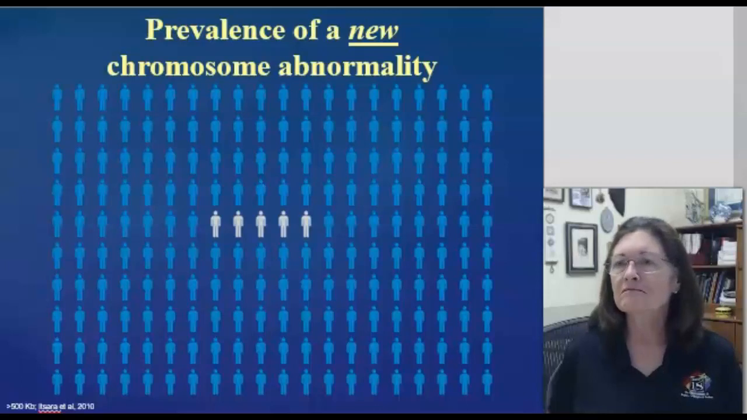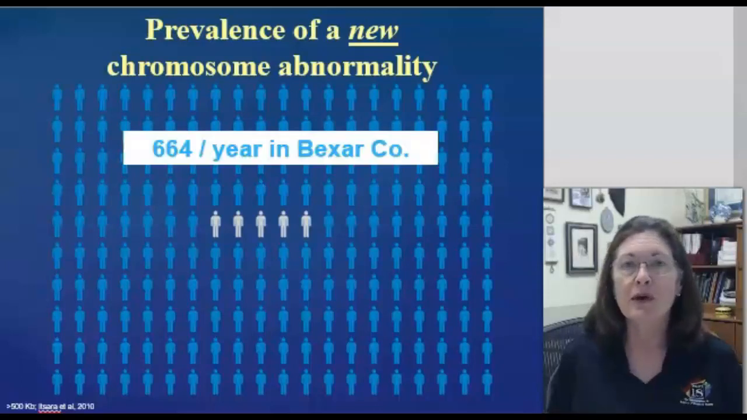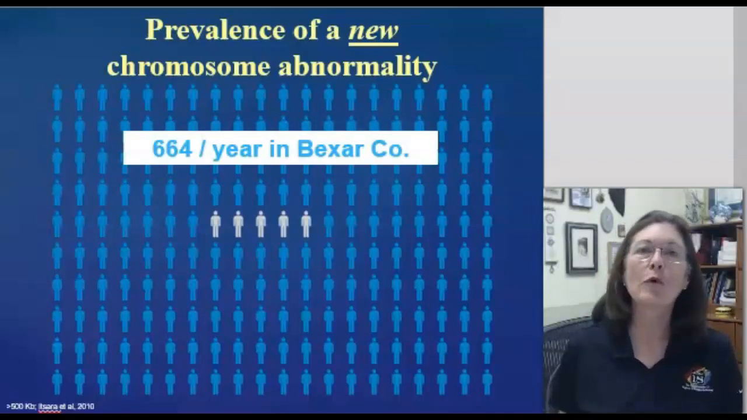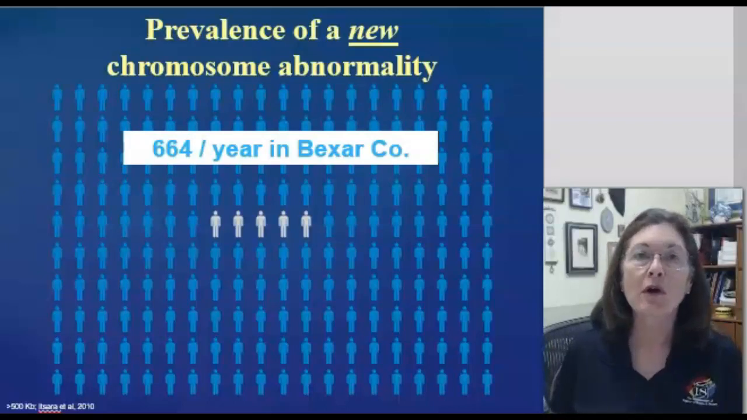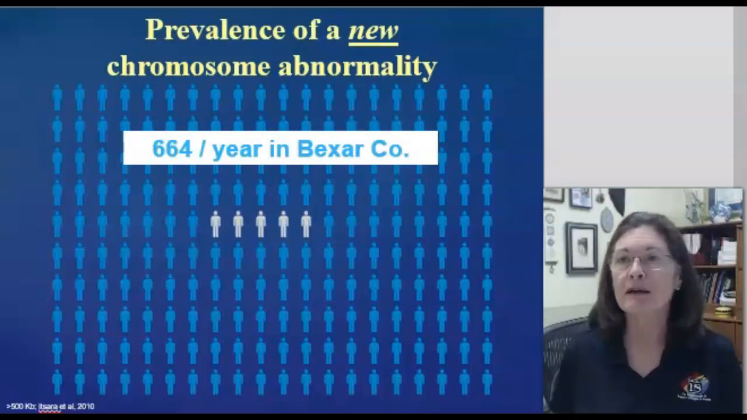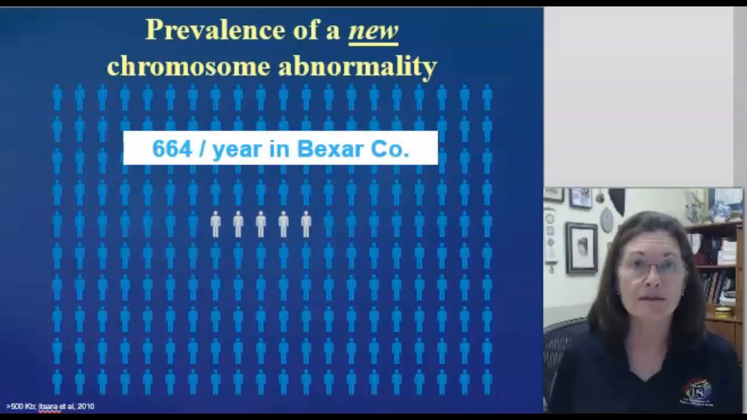So, how many is that really? Well, I live in San Antonio in Bexar County, and that would mean that 664 babies every single year are born in Bexar County with a chromosome change of 500,000 base pairs or bigger that is new in them, that they did not inherit from their parents.